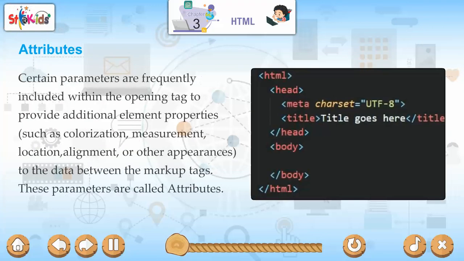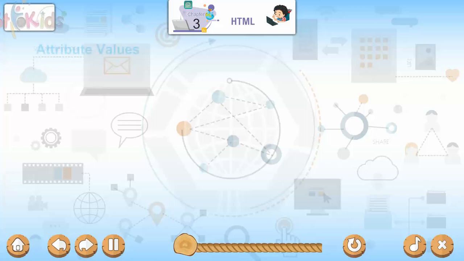Attributes. Certain parameters are frequently included within the opening tag to provide additional element properties such as colorization, measurement, location, alignment, or other appearances to the data between the markup tags. These parameters are called attributes.